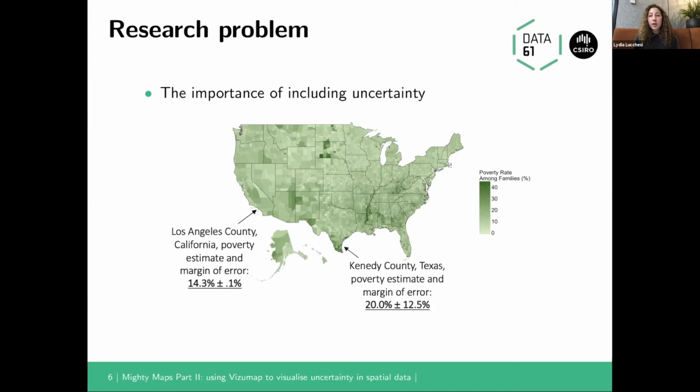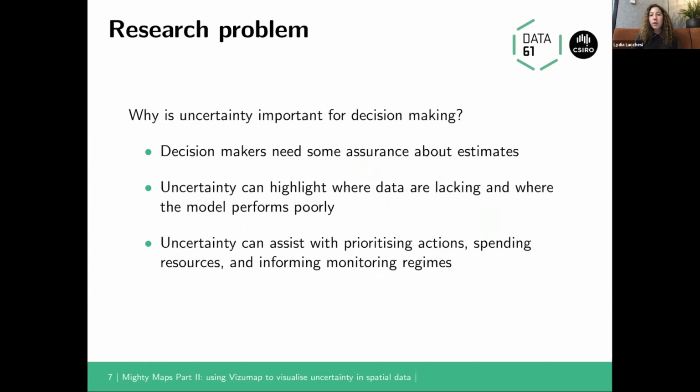For example, here, if you look just at this map without the captions, you're going to miss that for Los Angeles County, you have a margin of error of 0.1%, while for Kennedy County, Texas, you have a margin of error of 12.5%. So in addition to providing a crucial piece of information for decision makers, it can also highlight where data are lacking and where the model performs poorly, and therefore help direct future research.